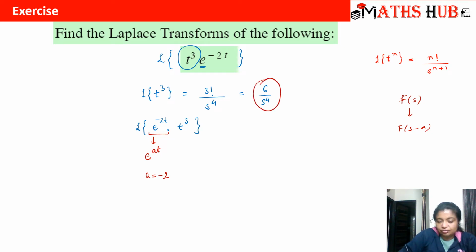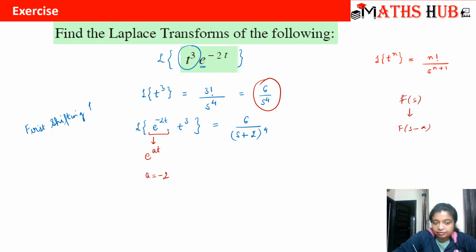So what are we going to do? We'll apply the first shifting property. Wherever we have s, it will get shifted to s minus a. A is minus 2, so it will be s plus 2 whole raised to power, right? So it becomes very simple. You just eliminate the exponential term, find the Laplace of the remaining function, and in that function just replace s with s minus a. So that becomes the application of the first shifting property, right? I hope the property is clear, how we are applying it.